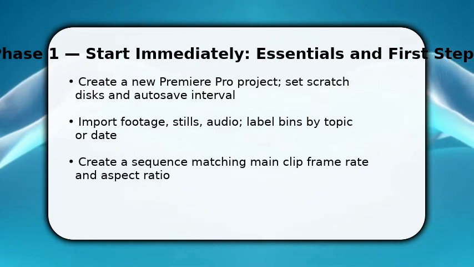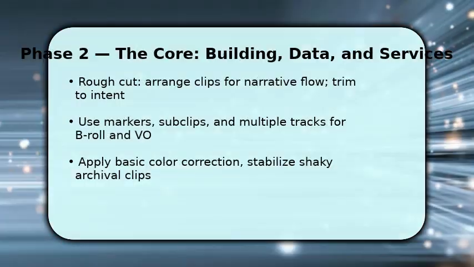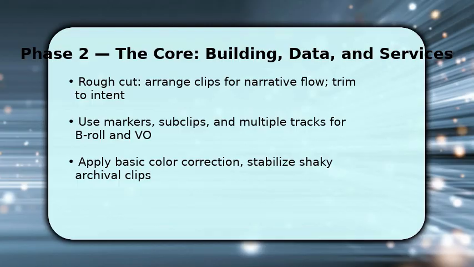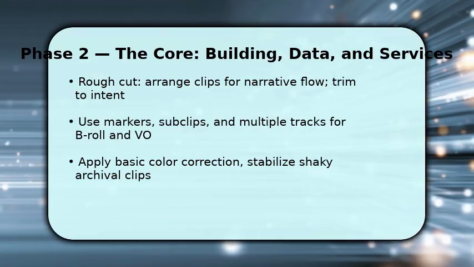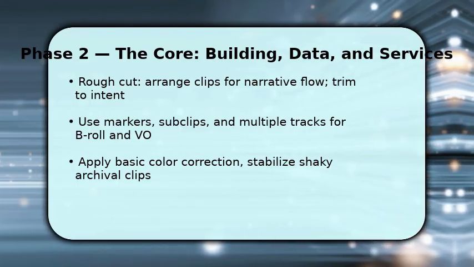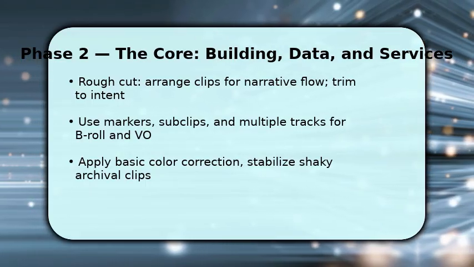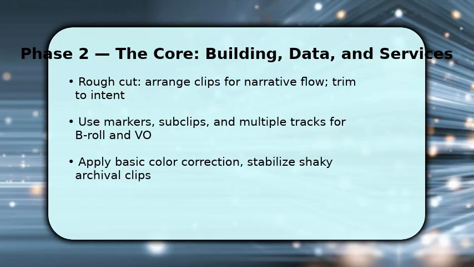You assemble a rough cut by ordering scenes to create a clear arc. Lead with a hook, then context, then analysis. Use markers for key timestamps and create subclips for long interviews to speed searching. Place B-roll above the primary track so you can cut to visuals without losing sync.